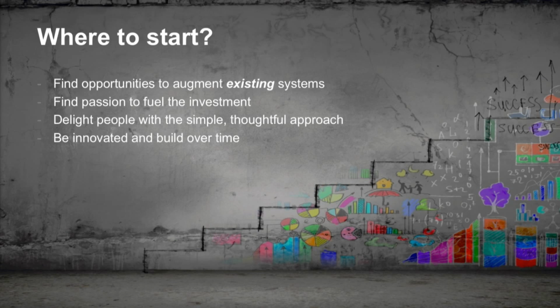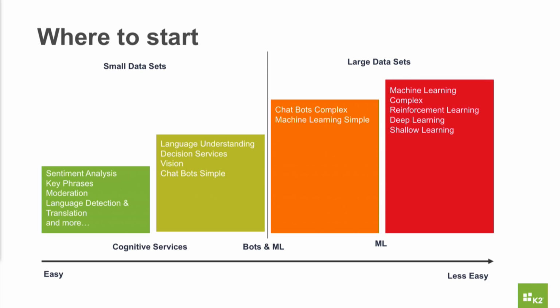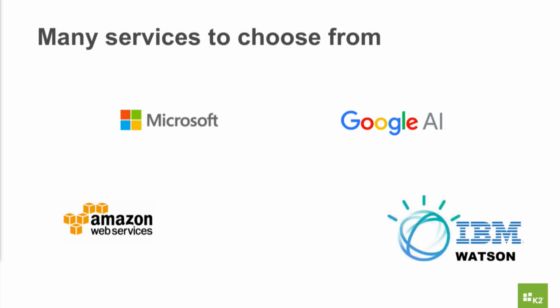So some good examples of this is find ways to augment existing systems, right? Take something that's already out there and add to it, enhance it, augment it a bit. Find passion, people within your organization that want to do this. Because it's really not that hard. And so when we look at where we can start, cognitive services is one of the easiest things out there to do. Sentiment analysis, keyword phrasing, those kinds of things are easy. When we get into machine learning and deep analytics, that's hard.